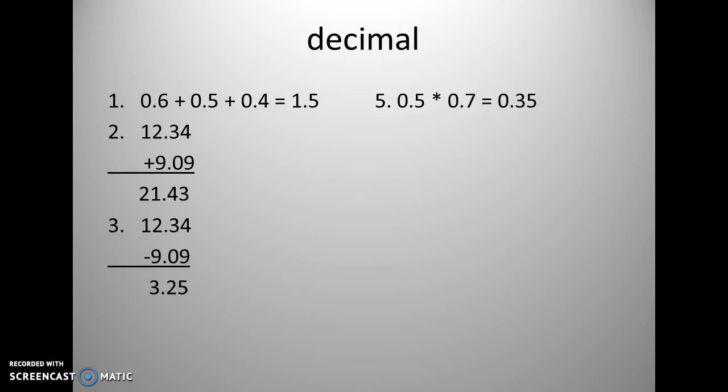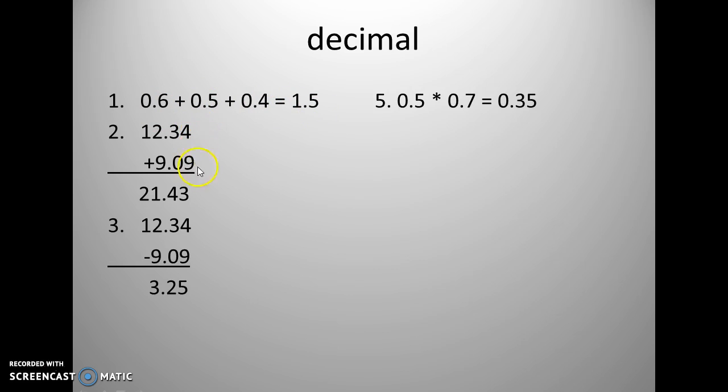Okay, so we'll add decimal numbers. When you add decimal numbers, you want to make sure that your decimal is in the same place. In our particular example, we have 0.6 plus 0.5 plus 0.4. When you put that together, it comes out to 1.5.